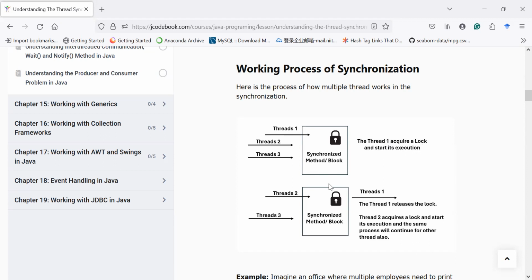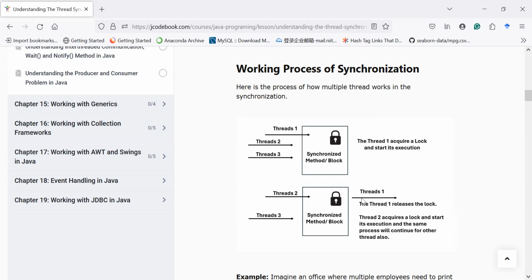After some time, the thread will exit from this critical section. It means thread 1 releases the lock, and now thread 2 gets a chance to enter the critical section. In that case, thread 2 will acquire a lock and start its execution, and the same process will continue for other threads also. So this is a kind of locking mechanism whenever you apply synchronized over a method or create a block as synchronized.